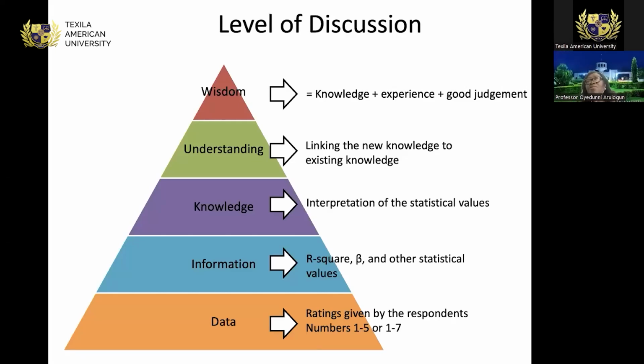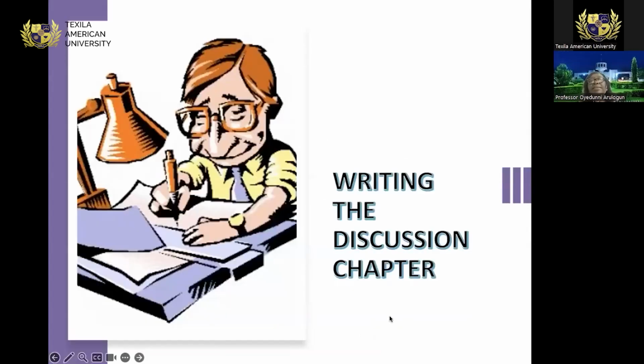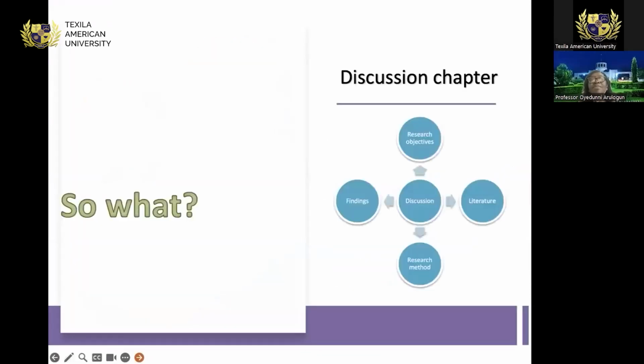At the knowledge level, we are interpreting our statistical values. We are saying our hypothesis. We started off with a null to say there will be no difference between group A and group B. And our findings have shown that there is a difference. So you would interpret that statistical value that you have found. At the information level, you are telling us the values that you got. And so in writing the discussion chapter, we are asking the question, so what?